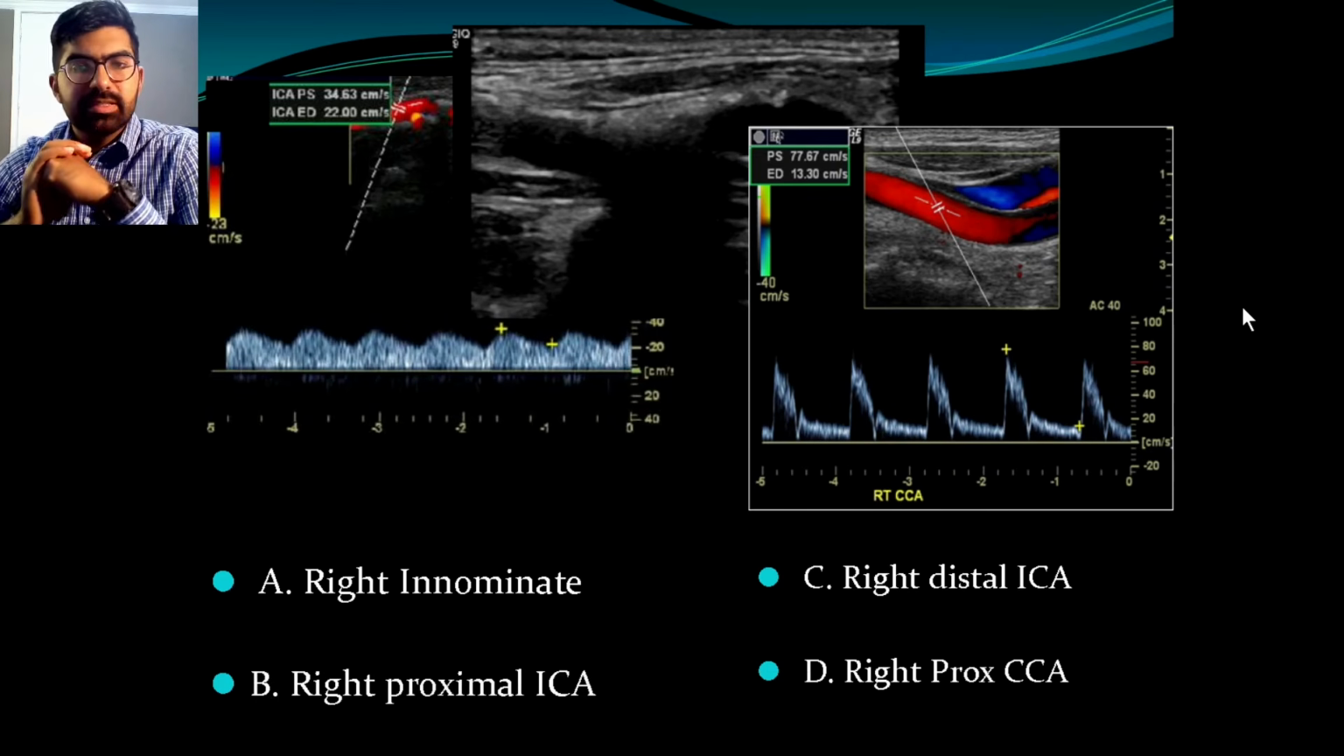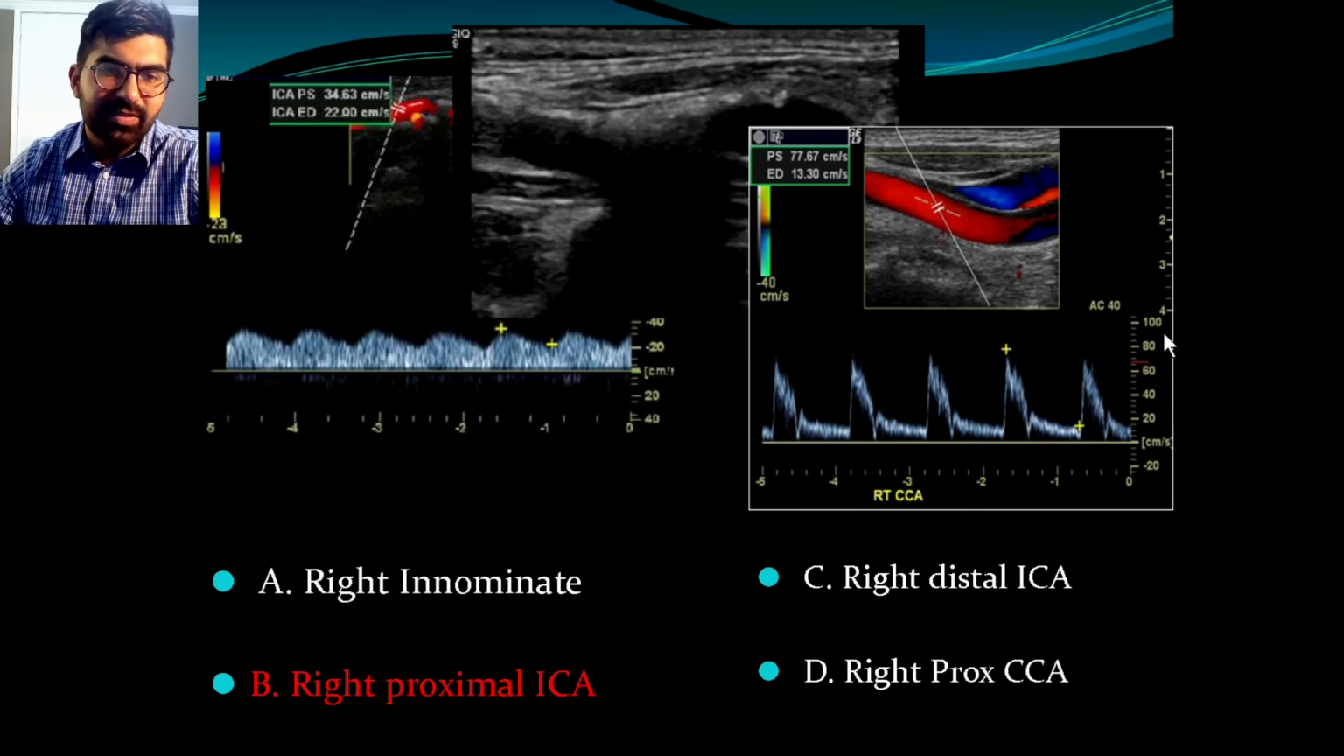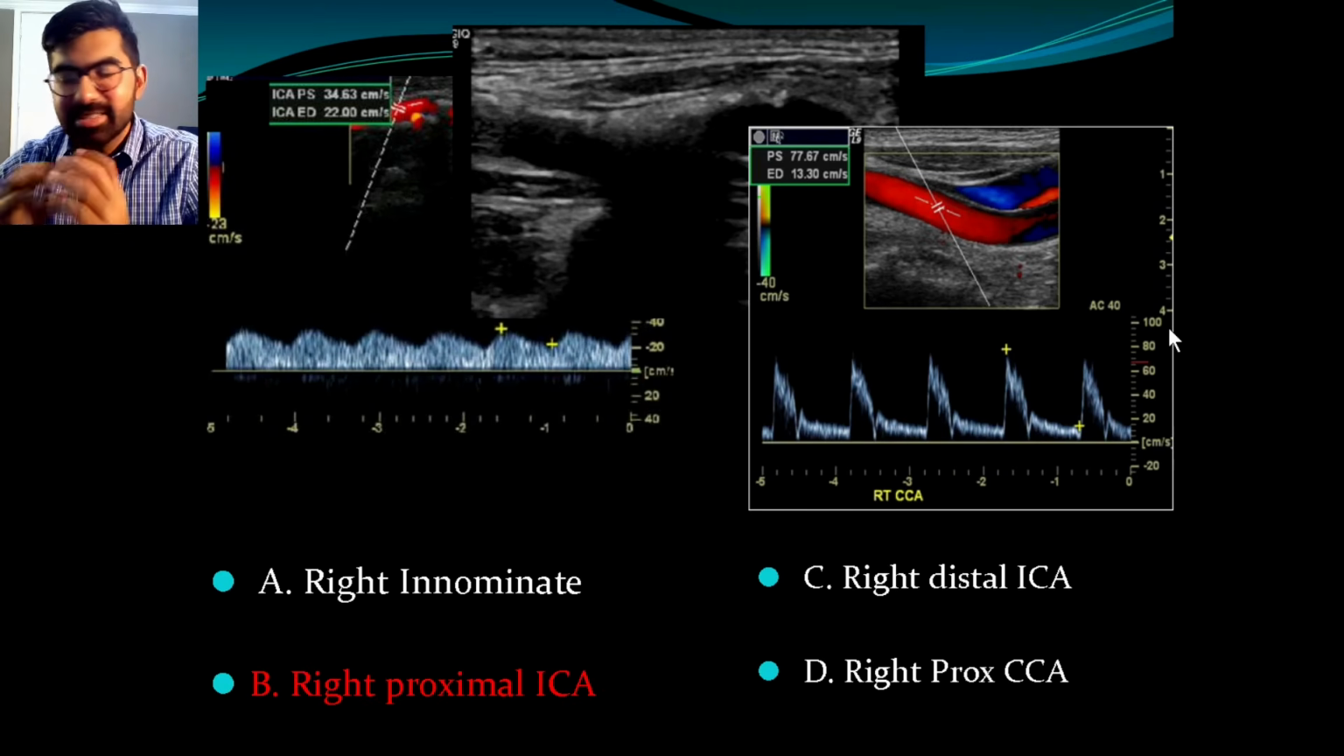So think about this. Distal ICA waveform, the tech tells you because of the shadowing, she can't really find any waveforms there. And then the proximal common carotid artery. So yeah, this is in fact a severe lesion of the right proximal ICA. And guys, this is a very, very important concept.